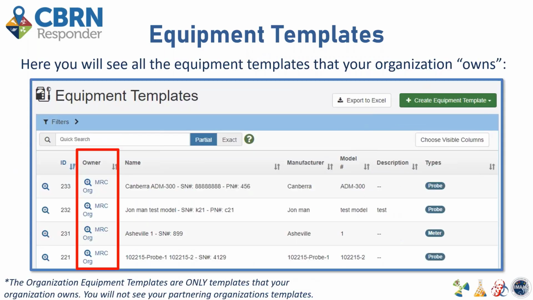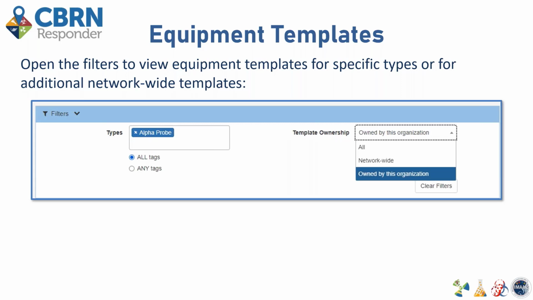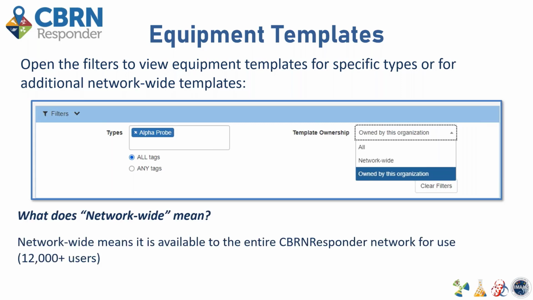So what you'll see is all equipment templates that your organization owns. So this means that your organization has created them. What you can do is open up the filters at the top of that page and you're able to view and customize the template ownership filter. So what this can do is show the ones that are just owned by your organization or network-wide ones. The network-wide templates means that they're available for the entire CBRNResponder network for them to utilize.